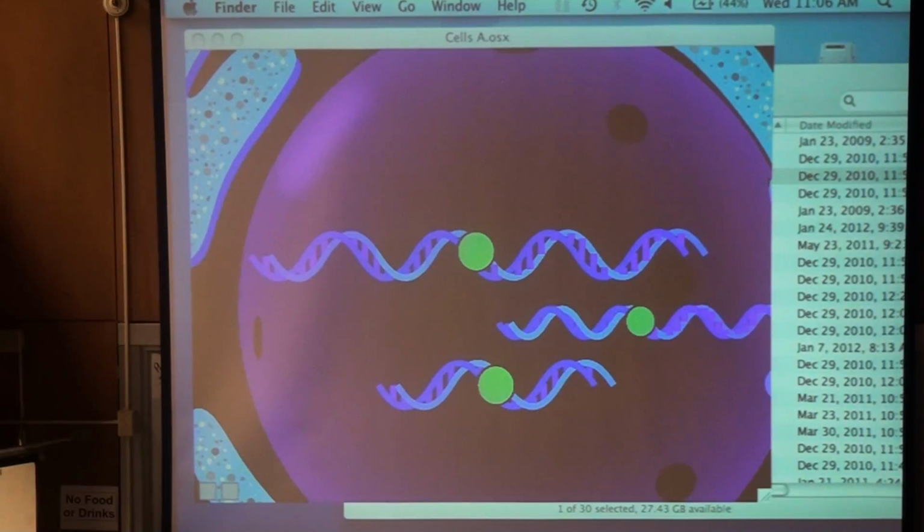What we're going to see later on is that when cells divide, they have to move their chromosomes around, and the centromere acts as sort of a gripping point to handle where they can move the chromosomes around.